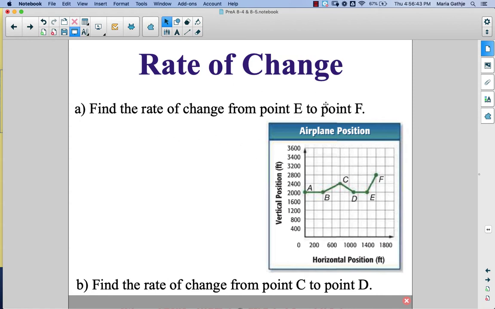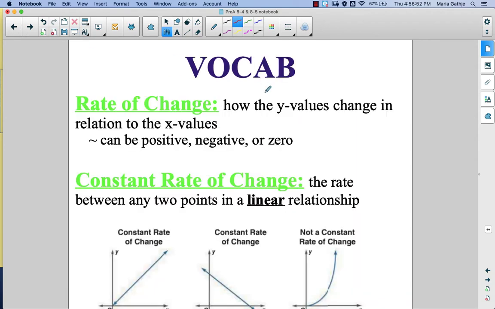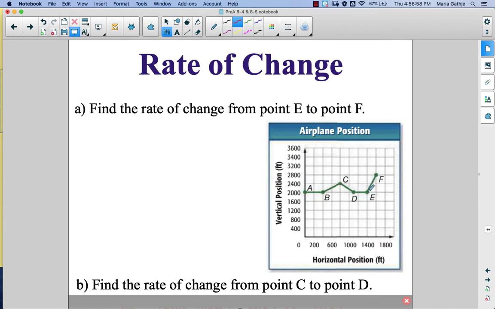Then for part A, it wants us to find the rate of change between point E down here and point F up here. So our definition for rate of change said the change of the y values compared to the change of the x values. So I look at my y values first, and I'm going to say for the y's, I have going from starting at 2000, going up to 2008. So that gives me 800. We went from 2000 up to 2008, which was a positive 800.